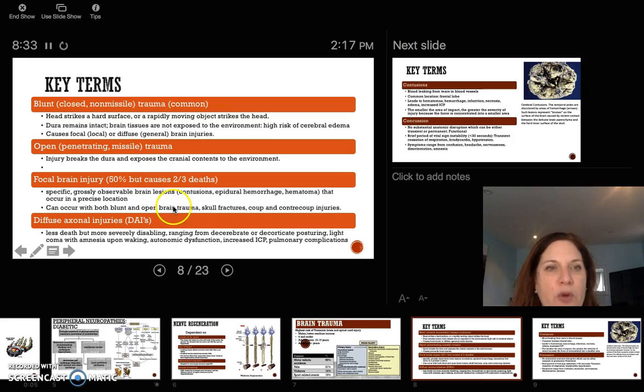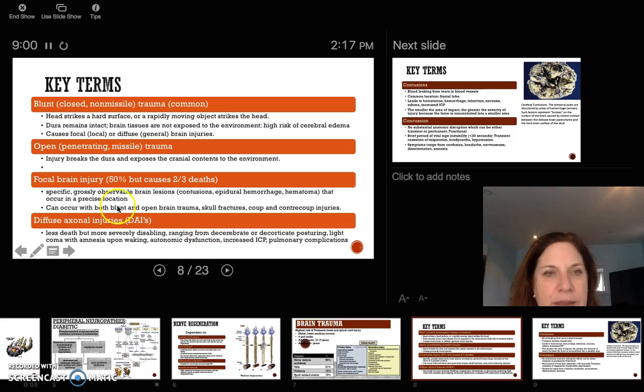Or we can have a focal brain injury. A focal brain injury would be a contusion, an epidural hemorrhage, or a hematoma. This can happen in blunt or open brain traumas. It can also happen in skull fractures or coup or contra coup injuries, which we are going to talk about as well. And the diffuse axonal injuries, they are more disabling, cause less death.